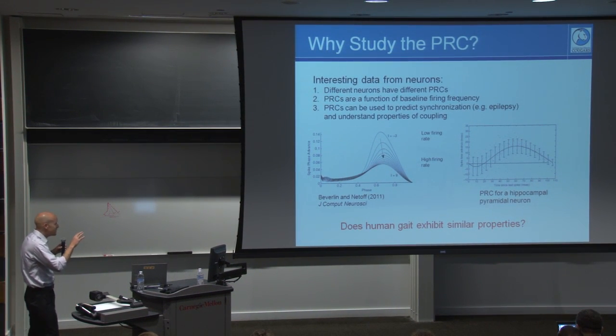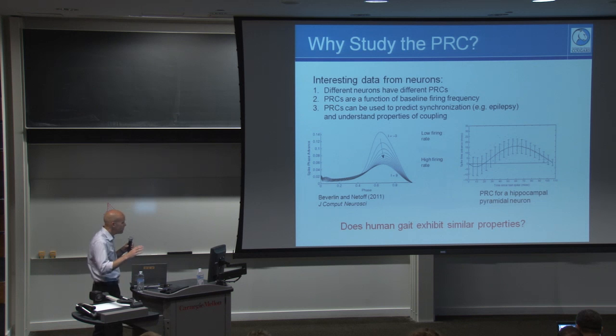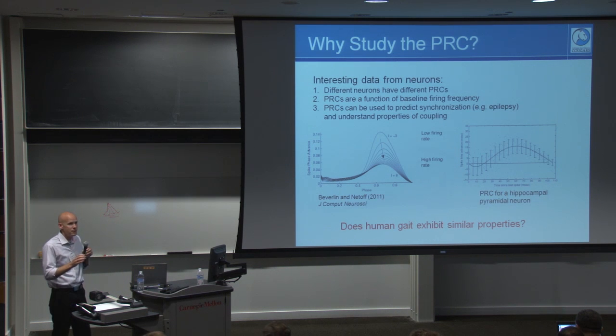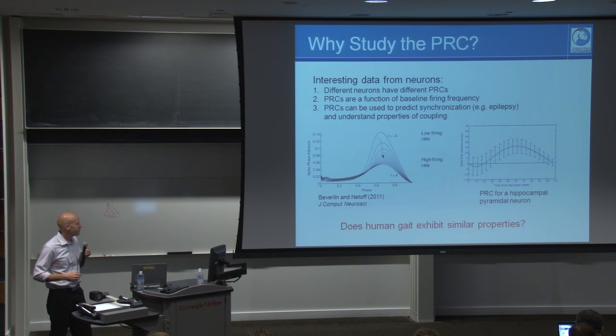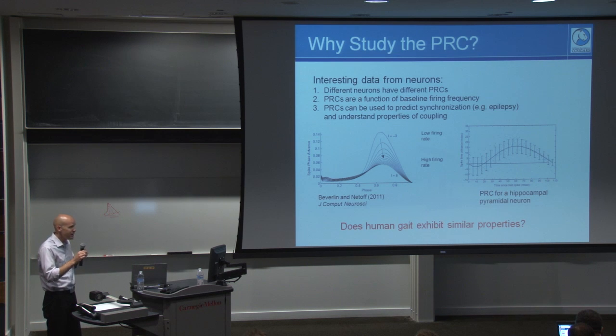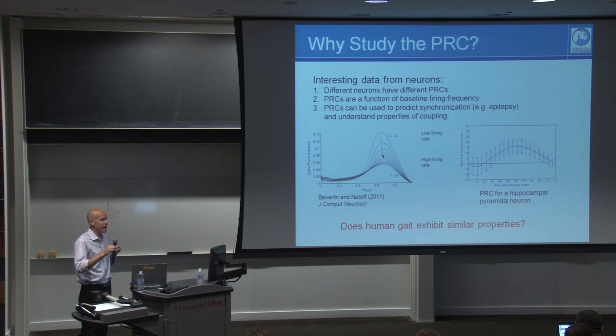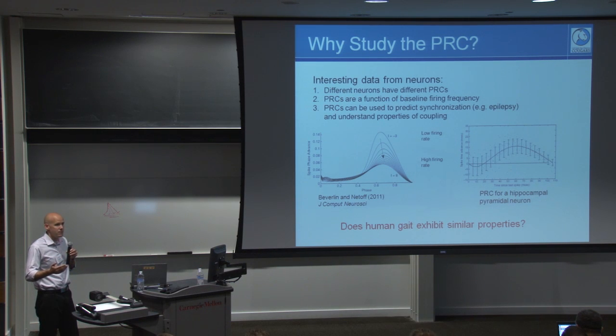But there are some interesting results that have come out of the neuron literature, one of which is that different neurons have different phase resetting curves. And so from that, I sort of wondered whether or not humans vary in their phase resetting curve. And second to that, if you vary the firing frequency of a neuron, that also has an effect on the phase resetting curve that you get out. And so sort of analogous to that, if we vary treadmill speed or walking speed, does that affect the phase resetting curve?